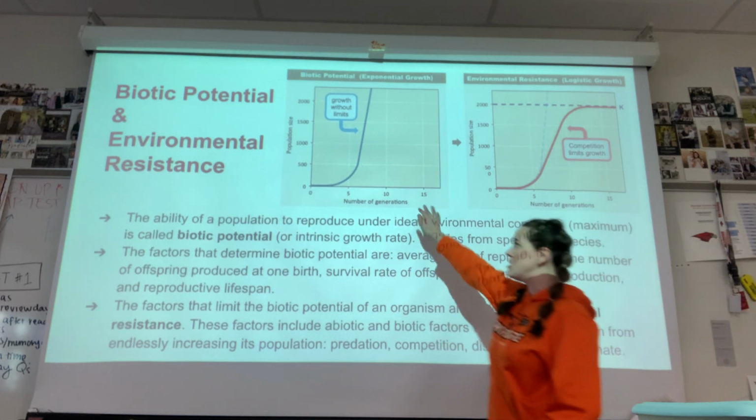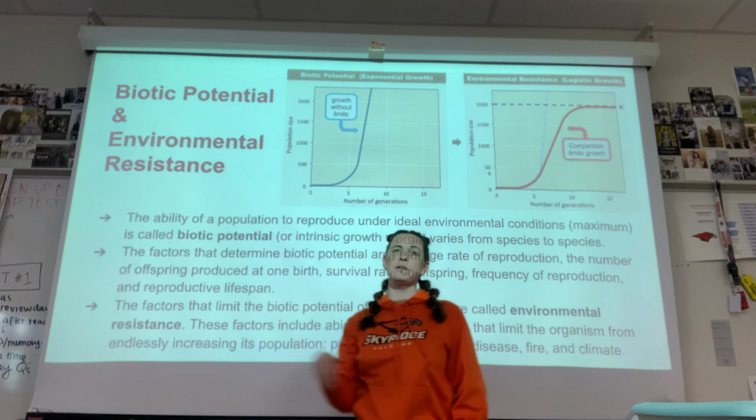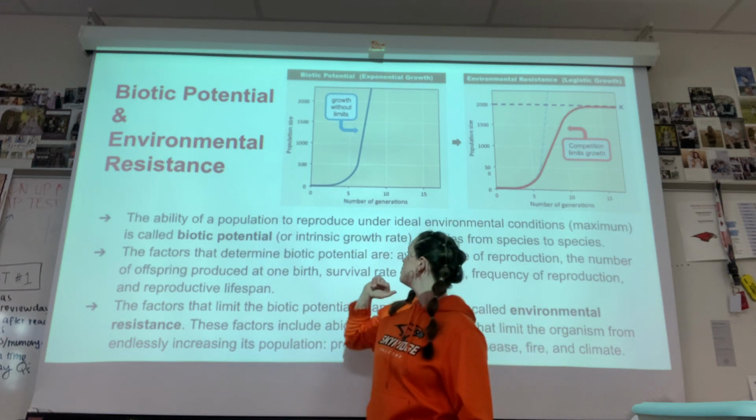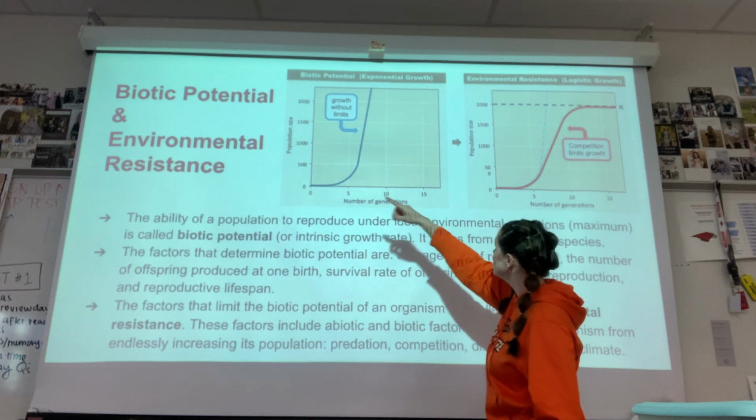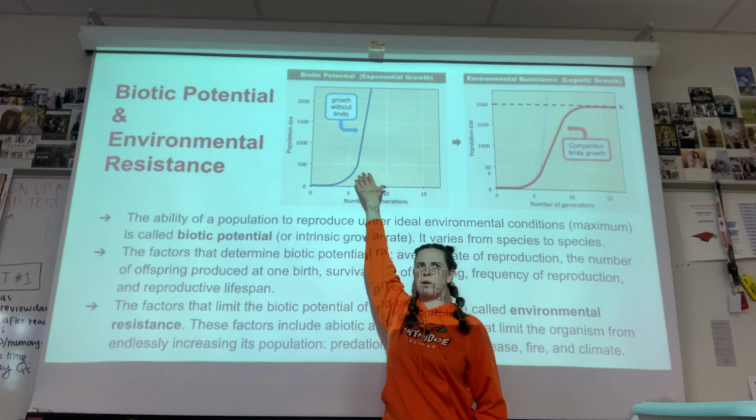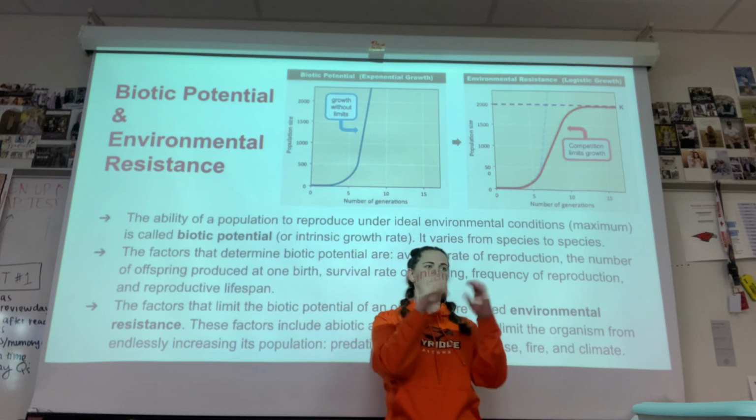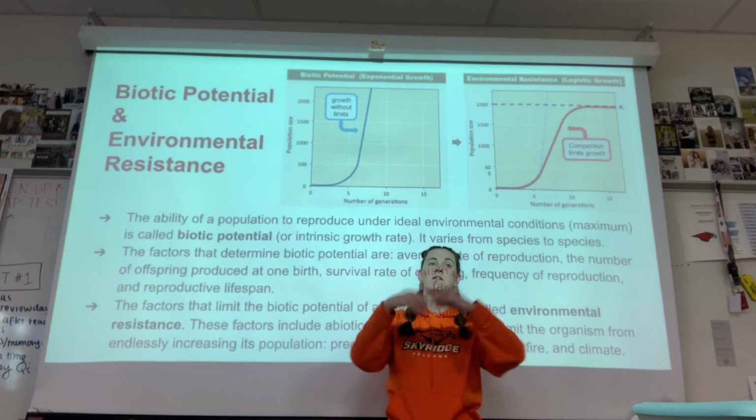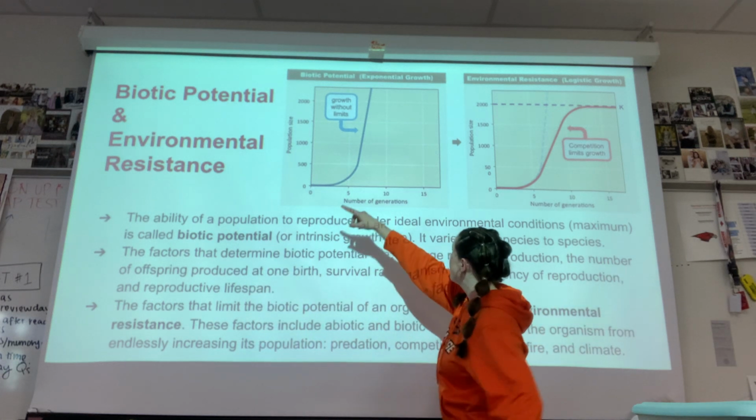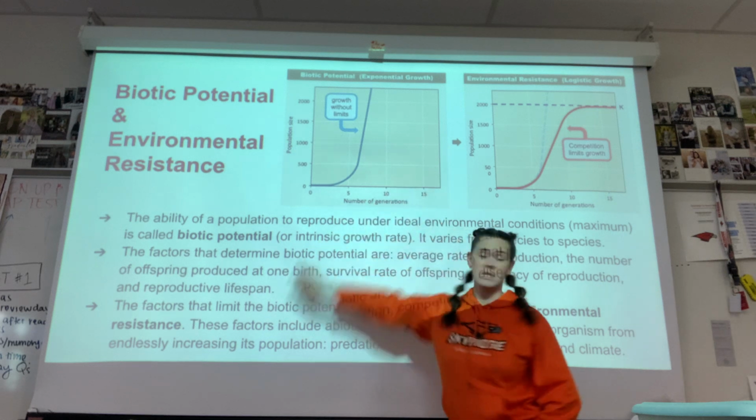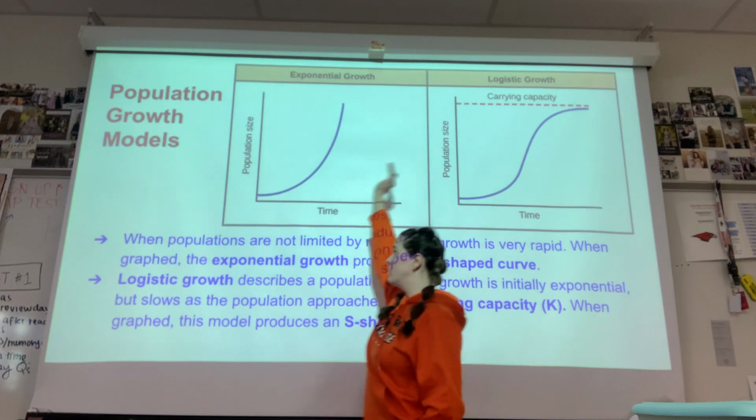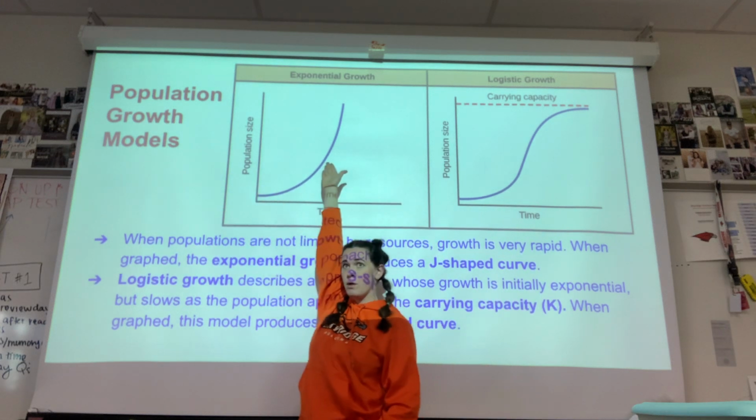When we look at a species and the way a species grows, we call that its biotic potential. Biotic potential is its growth rate. Usually when we have a species, this is an exponential growth rate. Because if you have two individuals and they have offspring, and then those offspring have offspring, and those offspring have offspring, it's going to grow really rapidly. So that is going to be its biotic potential. When we look at the biotic potential, you'll notice that, like I said, it's an exponential growth, right?